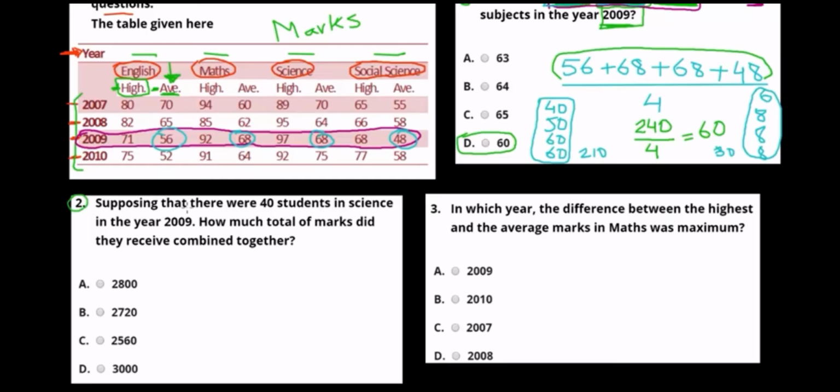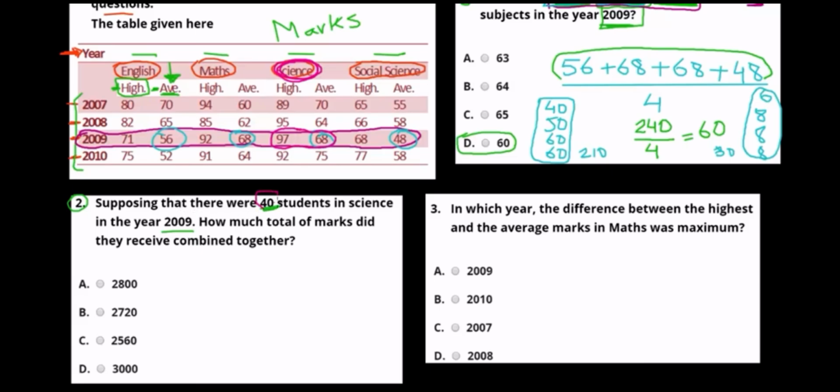Question number 2. Supposing that there were 40 students in science in the year 2009, how much total of marks did they receive combined together? So in 2009 in science, where are we? We're looking at science, and in 2009, and we are interested in these two over here, 97 and 86. Which one do we need?